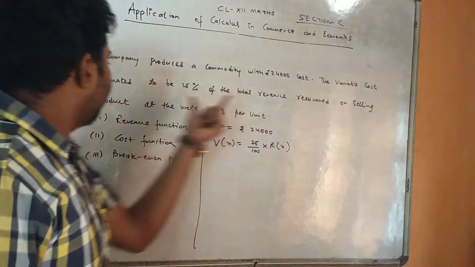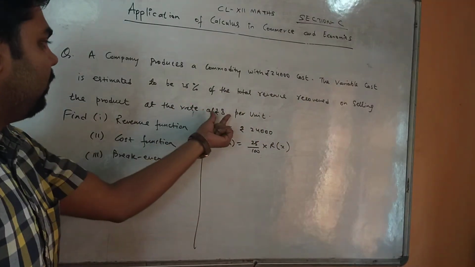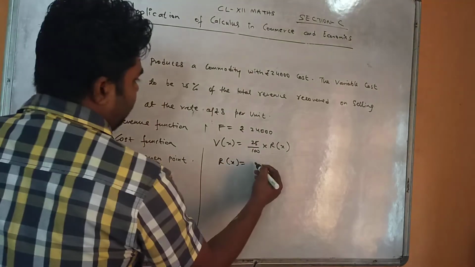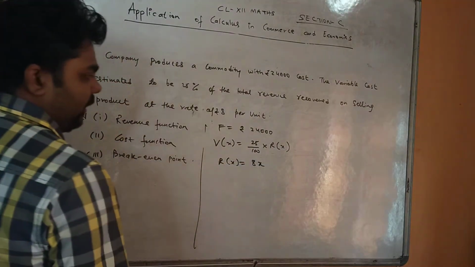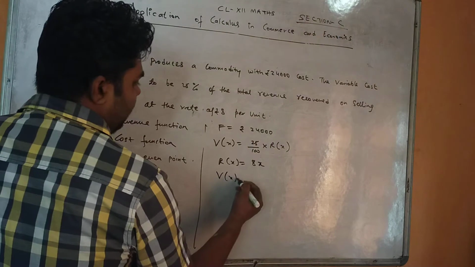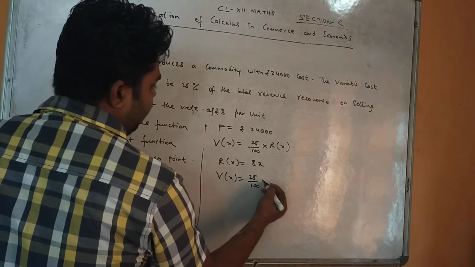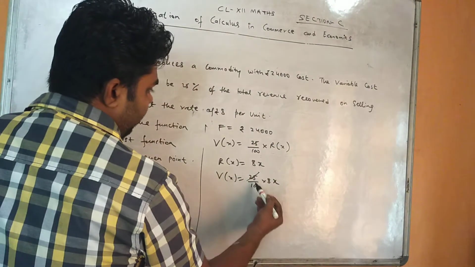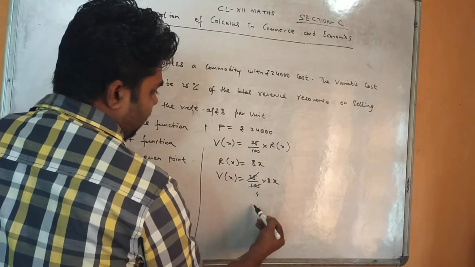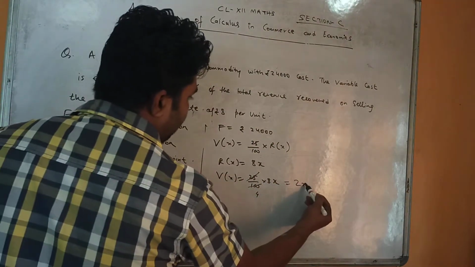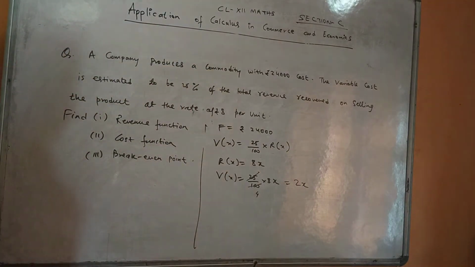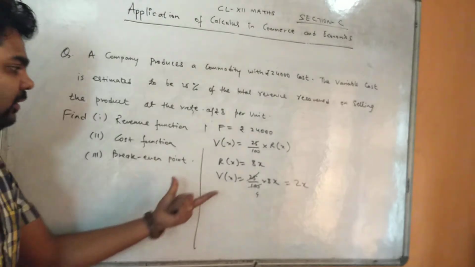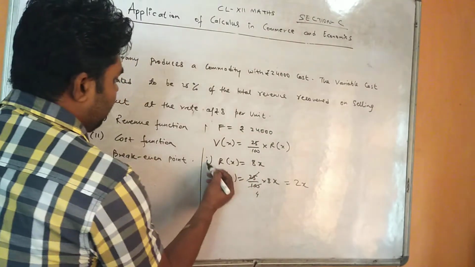Revenue recovered on selling the product at a rate of 8 per unit. Now what is Rx here? Rx is 8 into x, 8x, right? So what will be the variable cost here then? That is 25 by 100 into 8x, right? 25 4s are 100 and 4 2s are 8, that means 2x is the variable cost. Now what is the revenue function? So first answer is here 8x, this is our first answer, right?